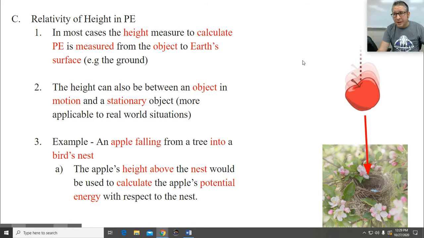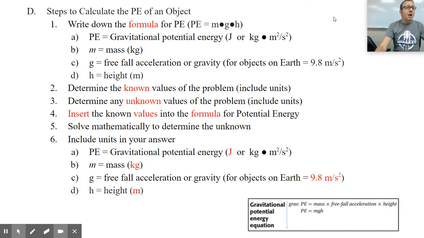So again, here comes a slide that you should all have memorized by now. The steps to calculate, okay? And here we are calculating potential energy of an object. So again, PE, potential energy, is in joules. Mass is in kilograms, G is free fall acceleration, 9.8 meters per second squared, and H is height, which is measured in meters. Determine the known, then determine the unknown values, insert those values into the formula, and make sure that you include the appropriate units after you've calculated everything mathematically.